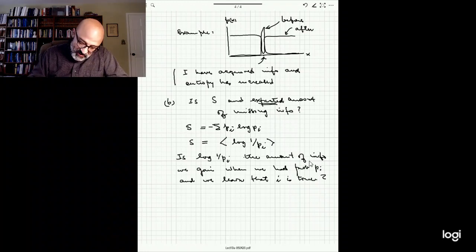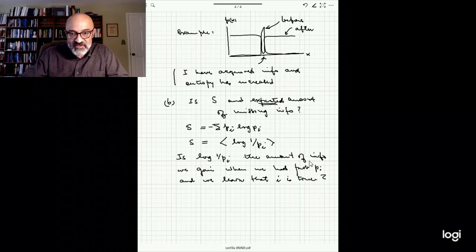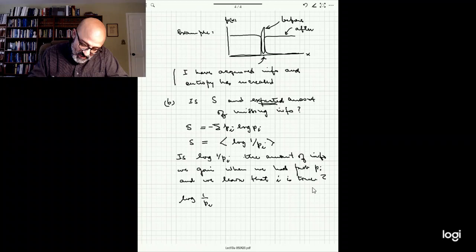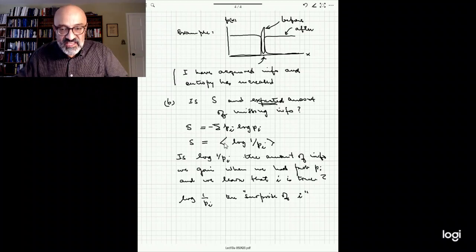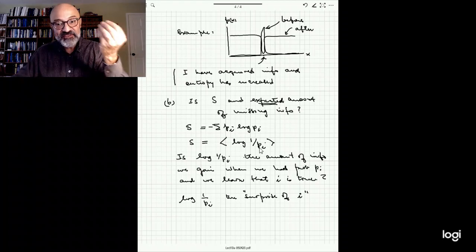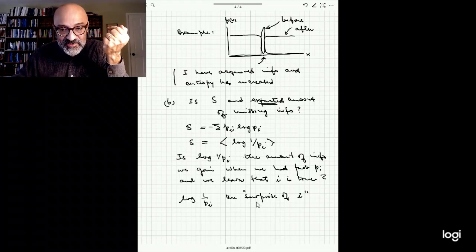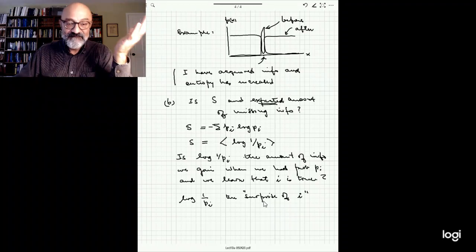So one of the things that people do in this case, because after all, if the pi was very low, then this is large. Yeah, you do the math, it's large. One thing that people do is they call this quantity 1 over pi the surprise of I. So this is the surprise of I, and you could say that entropy is the expected surprise. Now that's perfect, but please notice how now I'm not using the word information anymore. I'm using the word surprise. Okay.